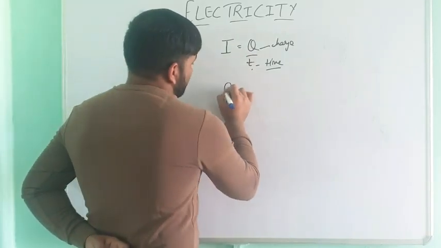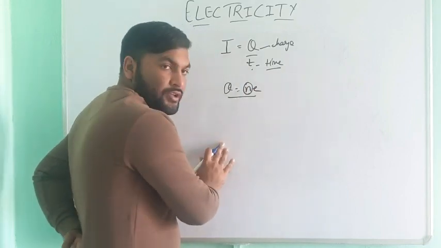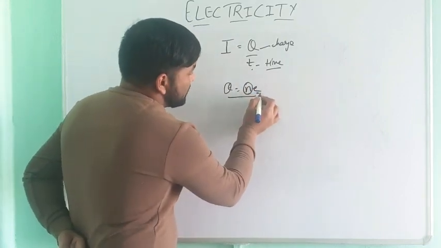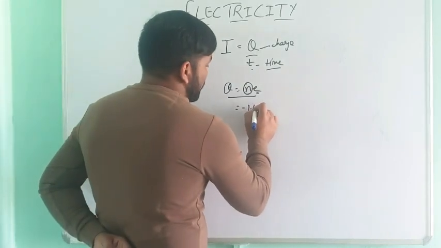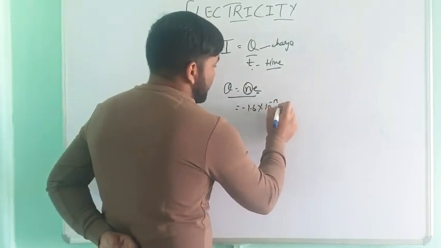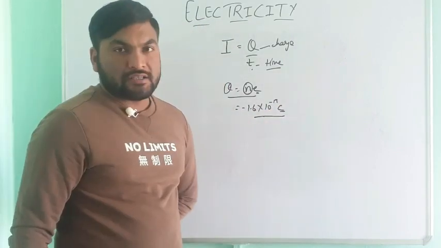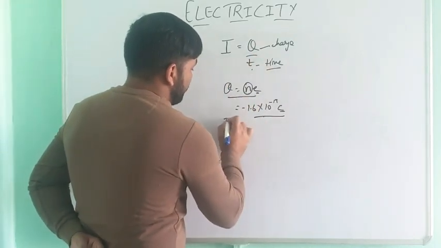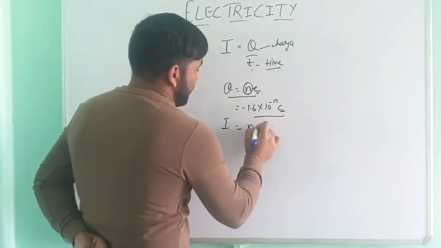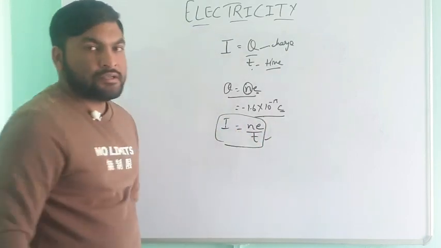Now how can we calculate a charge? Charge can be calculated by this formula: Q is equal to NE. Here N is the number of electrons and E is the charge on an electron, which we know is minus 1.6 into 10 raised to power minus 19 coulomb. Coulomb is the SI unit of charge. Now by putting this value in this, we get I is equal to NE by T. So we get a new formula to calculate the electric current.